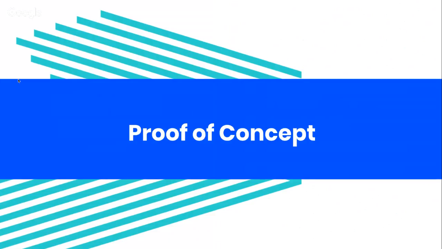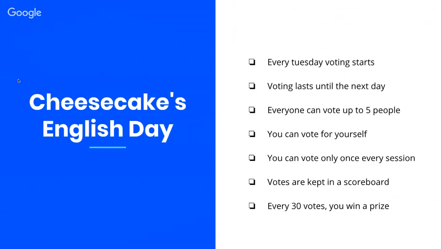So for the proof of concept that I thought about, we have here at Cheesecake Labs English Day. Every Tuesday we talk in English all day long, and we vote later for up to 5 people that we thought really did their best effort to speak in English. This vote lasts until the next day. Everyone can vote for up to 5 people. You can't vote for yourself, that's the rule.